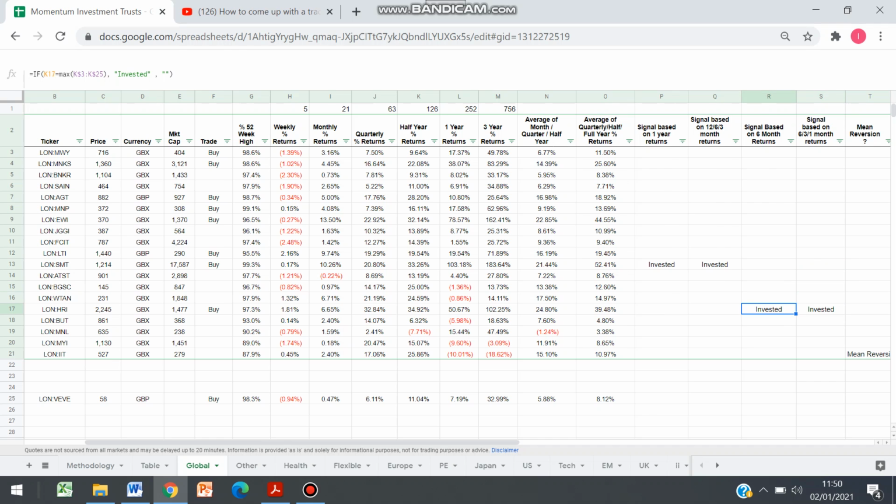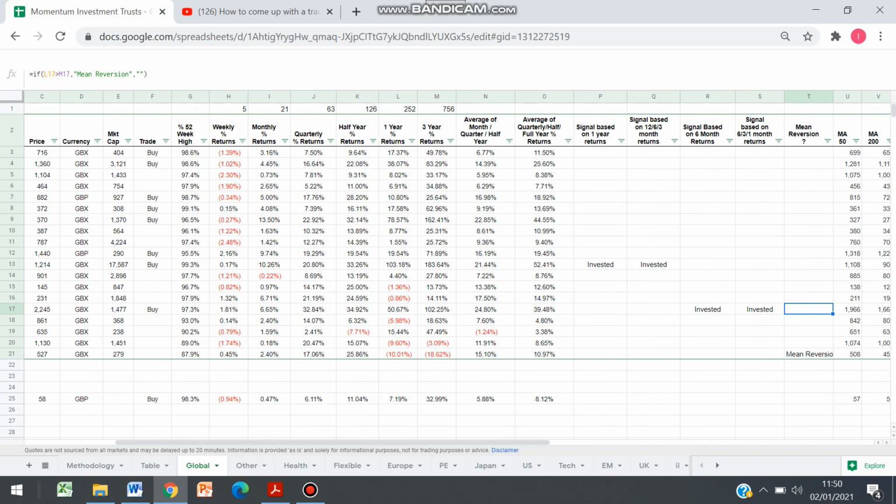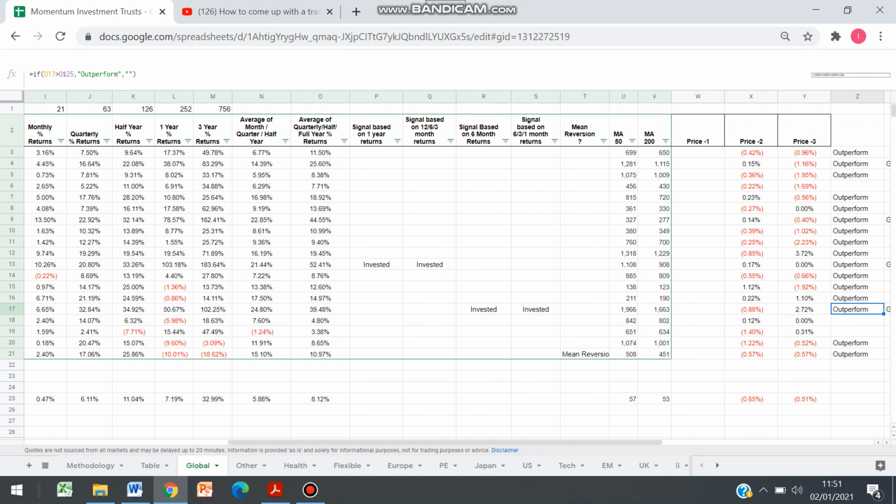And here we can see that Herald Investment Trust has done really well over the last quarter, and it's clearly beaten Scottish Mortgage over that time period. So that's partly why it's coming in here. I can pull in the moving average data, recent price.